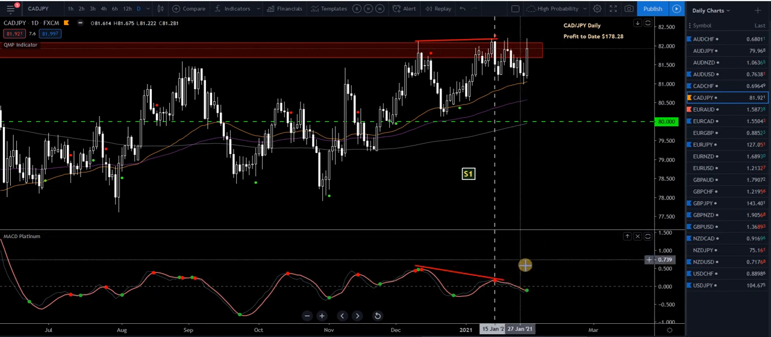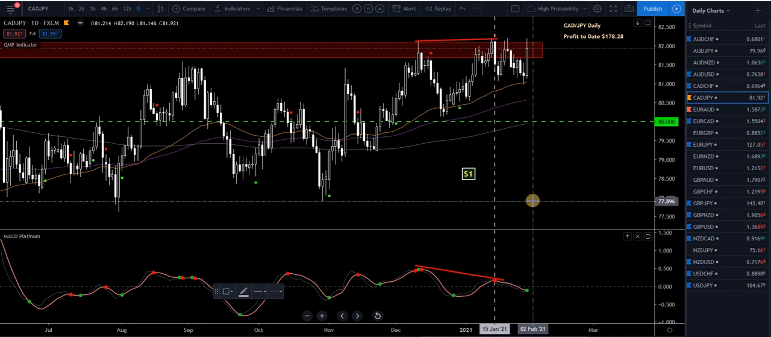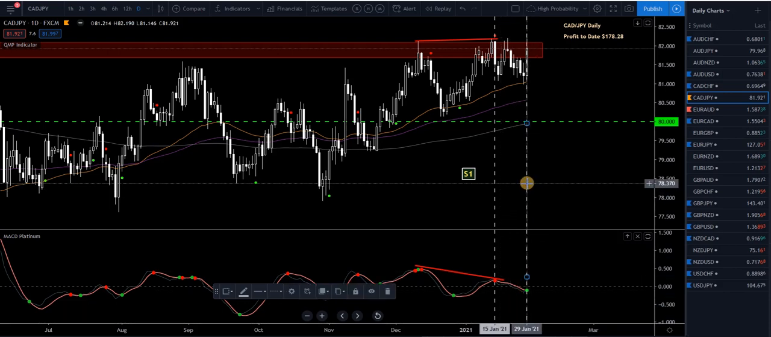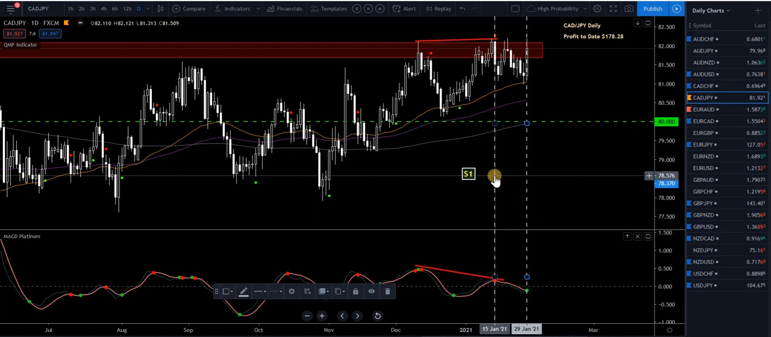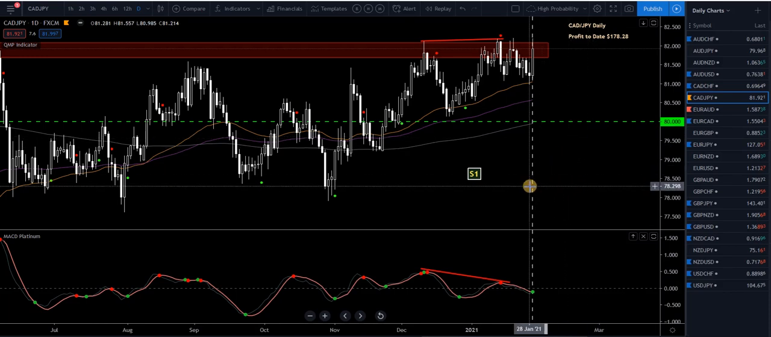In the meantime, we've got a green dot. I should highlight that. We've got a green dot below the MACD platinum down here. So I put my warning line on. I can probably get rid of that. I've showed you where the sell was. Should just move that line across, shouldn't I?